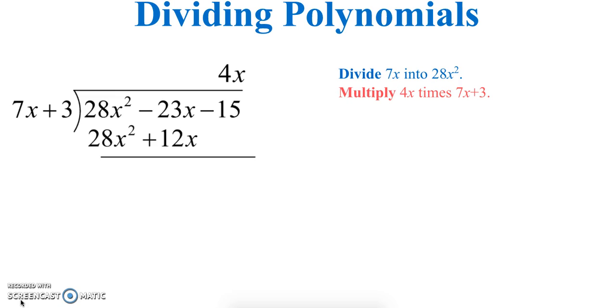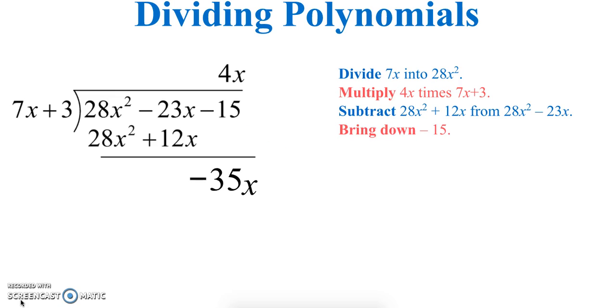When you do your math, it is understood this is a subtraction problem, so you have to take that negative and distribute it to each piece. So the negative 28x squared, and that 12x squared becomes a negative x squared, a negative x because you're distributing a negative. So from here, I get a 35x and I bring down my 15.